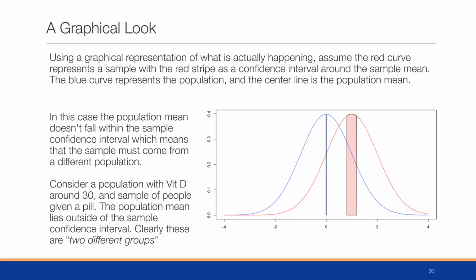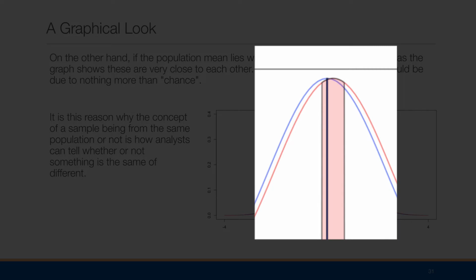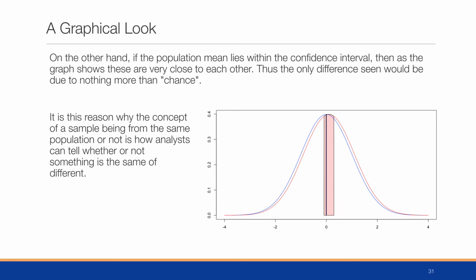Consider a population with vitamin D levels around 30, and a sample of people are given a pill. The population mean lies outside of that sample confidence interval. It would mean that those two groups of people are completely different, and it must be because of the pill that they were given. On the other hand, if the population mean lies within the confidence interval, then as the graph shows, they're very close to each other. And the only difference you really see would be due to nothing more than just some chance. It is this reason why the concept of a sample being from the same population or not is how analysts can tell whether or not something is the same or different.